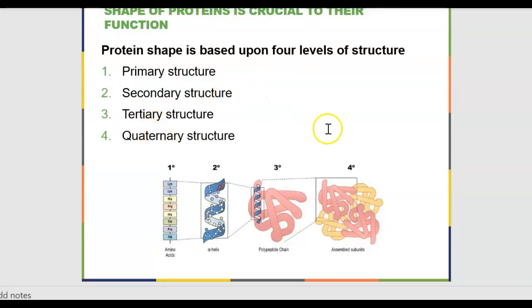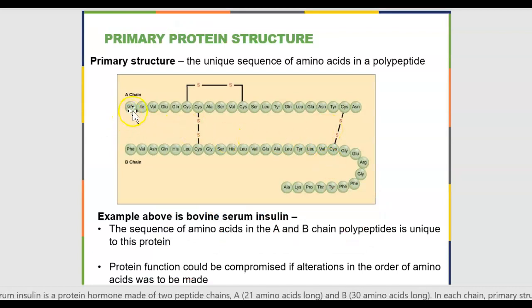So we have primary, secondary, tertiary, and quaternary. Primary structure is simply each of these amino acids in a chain held together by peptide bonds. So up here, you can see that by their abbreviations, each one of these circles represents an individual amino acid that is bonded to the one next door by a peptide bond or peptide linkage. That's an example of primary structure. So the key to understanding primary structure is knowing that it is the sequence of amino acids formed by these peptide bonds.